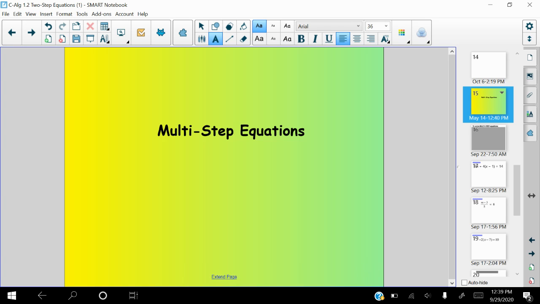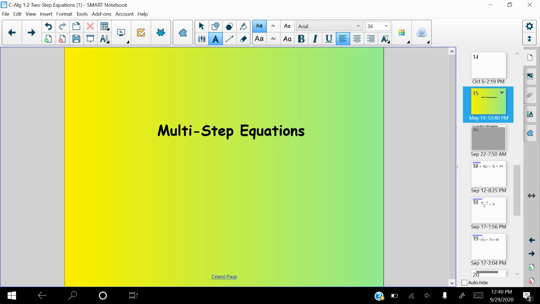All right, and welcome back. So today we are going to be talking about multi-step equations here. Before we talked about one-step equations, then we talked about two-step equations, and now we're going to be talking about multi-step. And all multi-step means is just more than two.